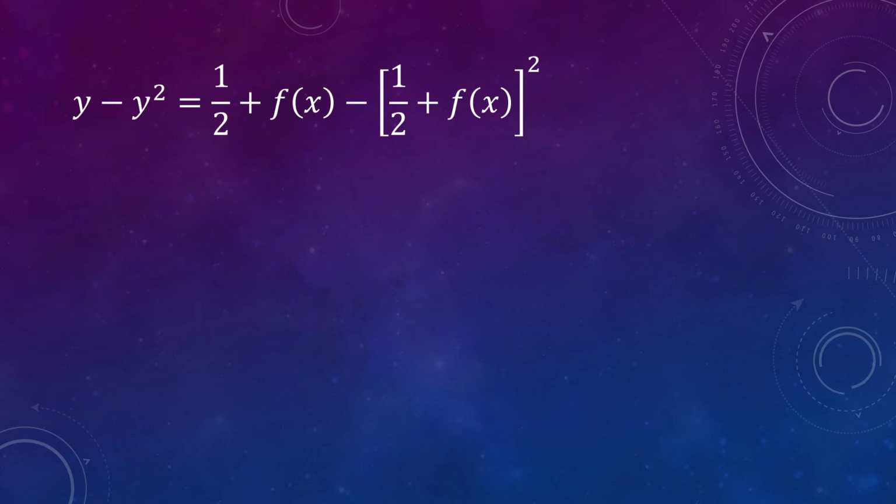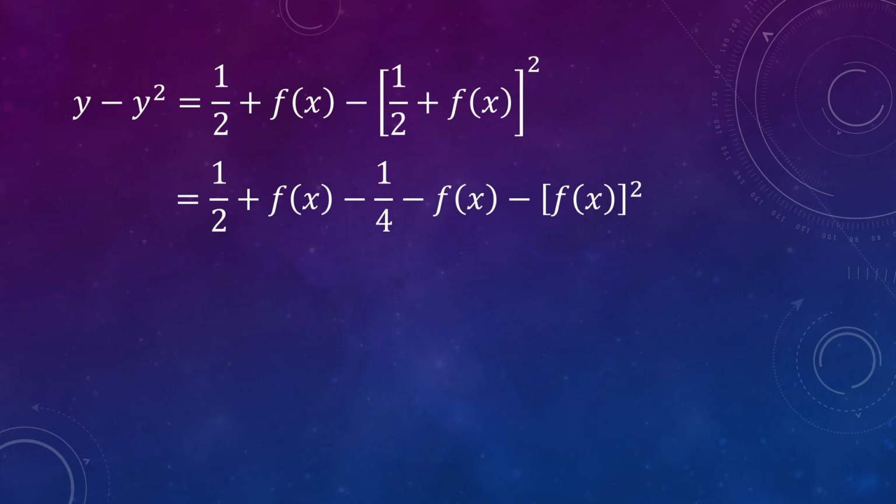Now, we have this expression. So, if we expand the bracket, we'll get this. And if we simplify it further, we get y minus y square is equal to 1 over 4 minus square of f of x.